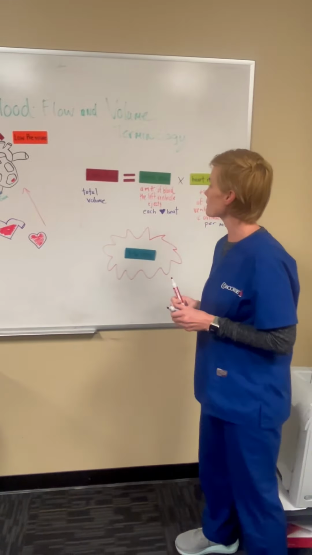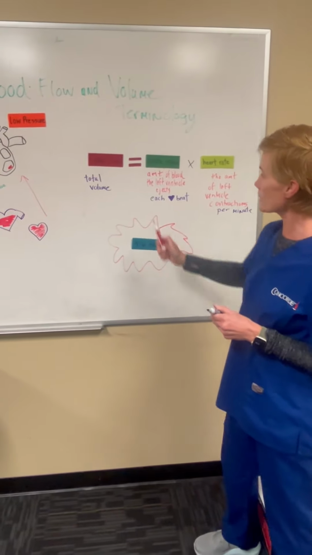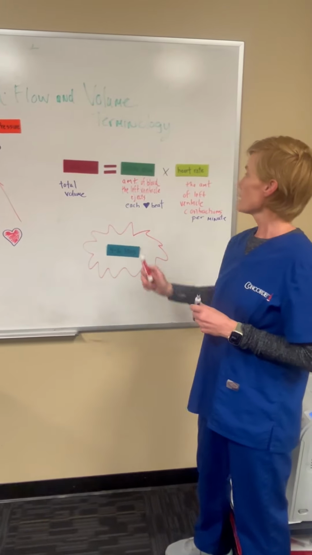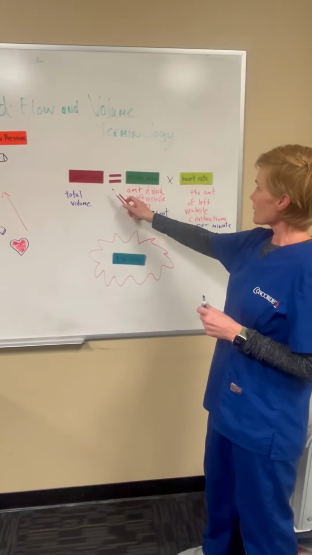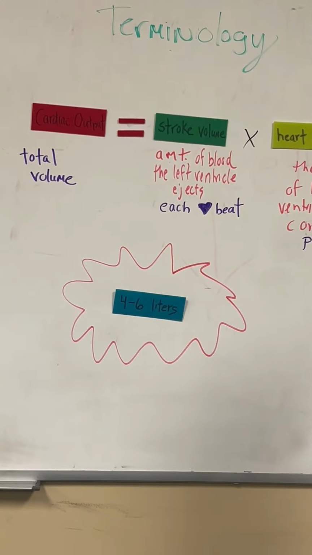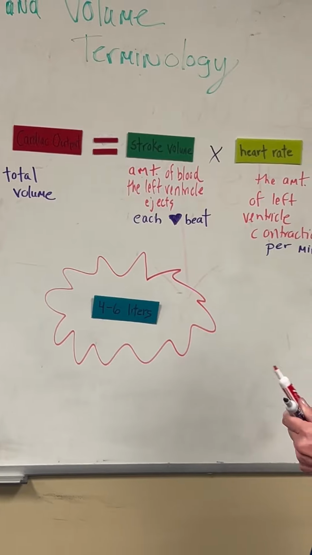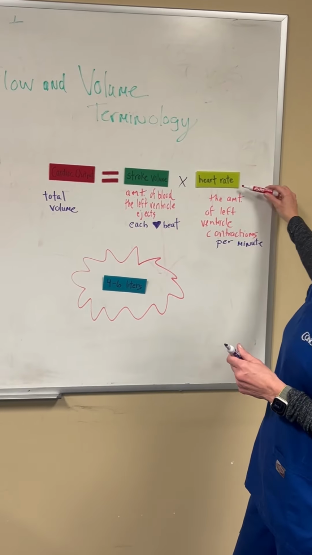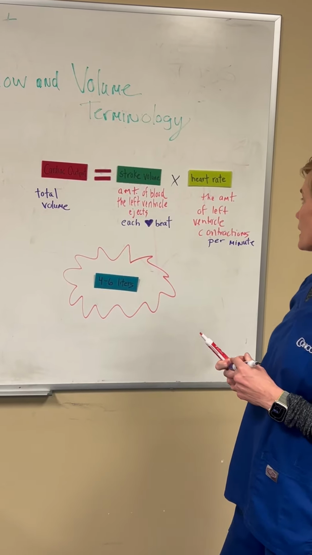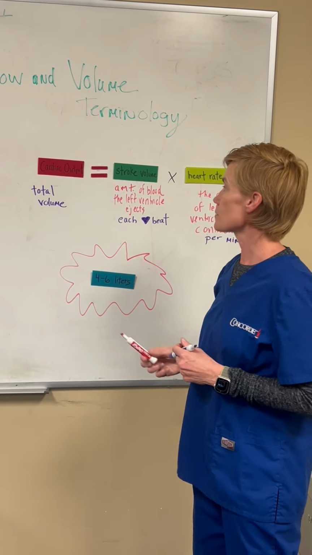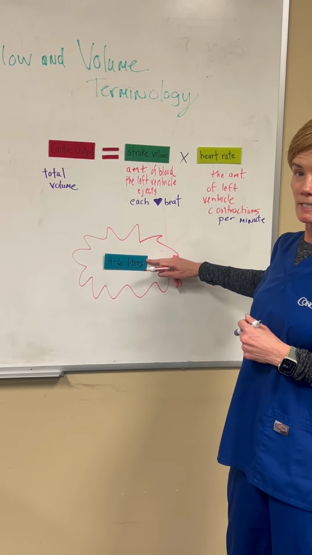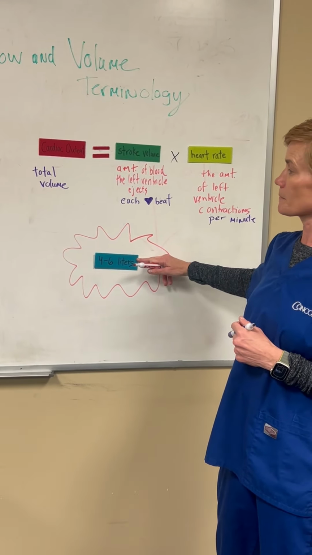Another term that we need to know is cardiac output. That's the total volume of blood that the heart pumps. And to get our cardiac output, we need to look at two things: the stroke volume, which is the amount of blood the left ventricle pumps out each heartbeat, and the heart rate, the number of left ventricle contractions per minute. Combine those two and we get our total cardiac output. And the ideal amount is 4 to 6 liters in a healthy person.